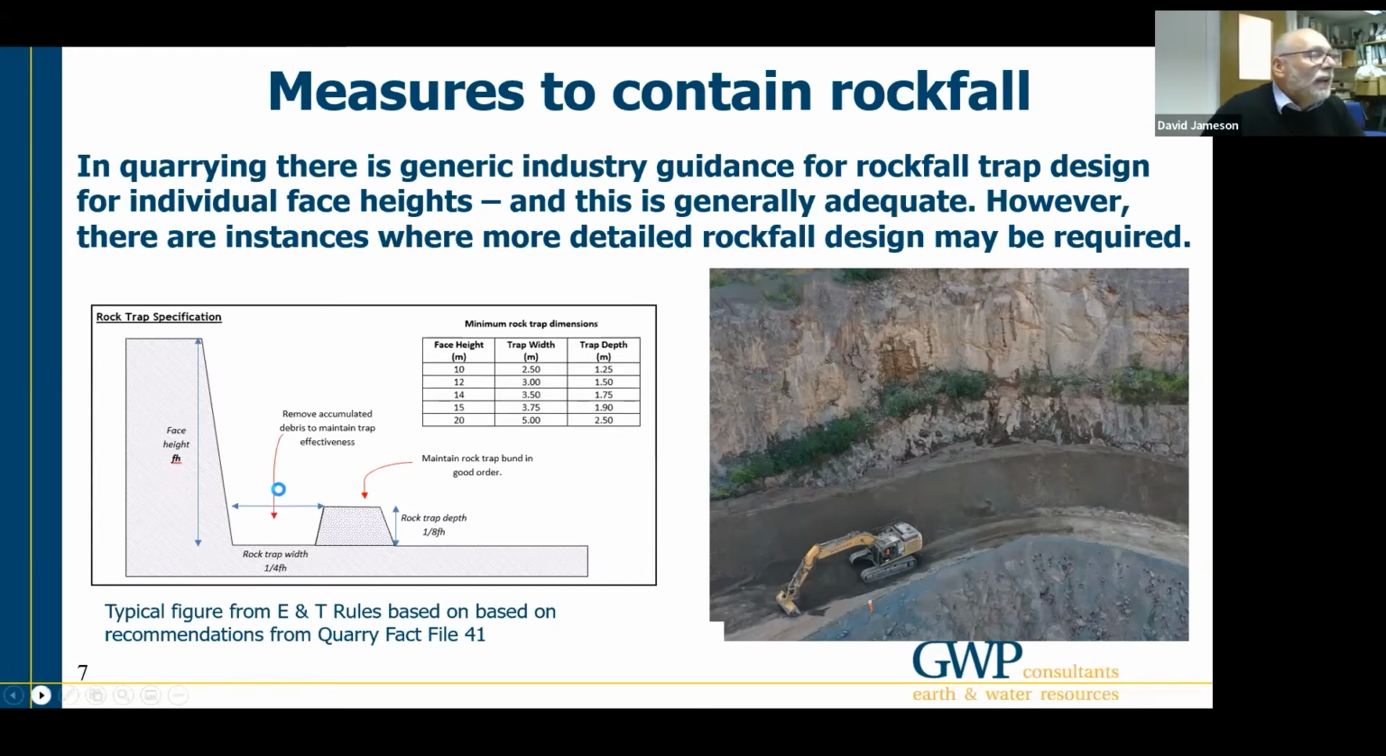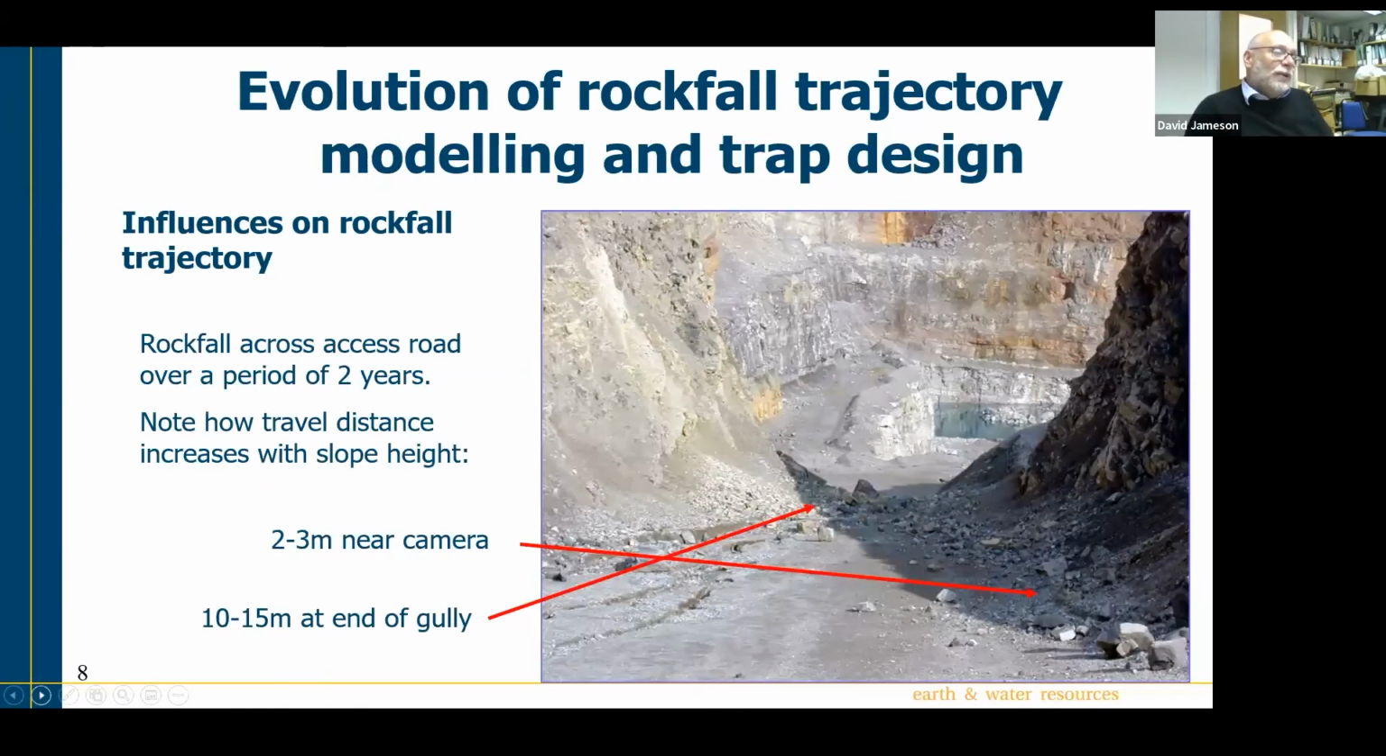However, there are other instances where you might want to get away from that, and we'll just have a look now at the evolution of rockfall trajectory modeling and rock trap design. Basically, what influences rockfall trajectories as blocks fall down from the face? In the photograph, you can see a slot cut through a face going down from one bench to a lower level, and a load of rockfall debris across the floor of that ramp.